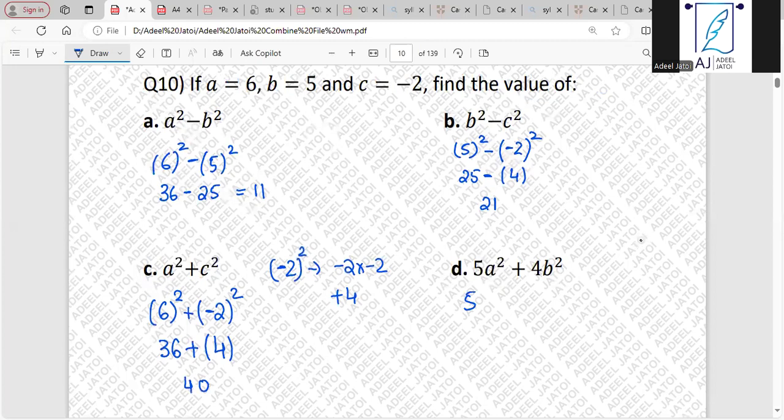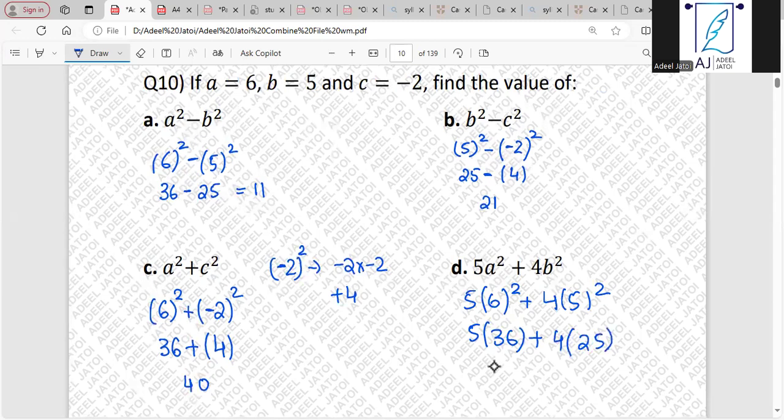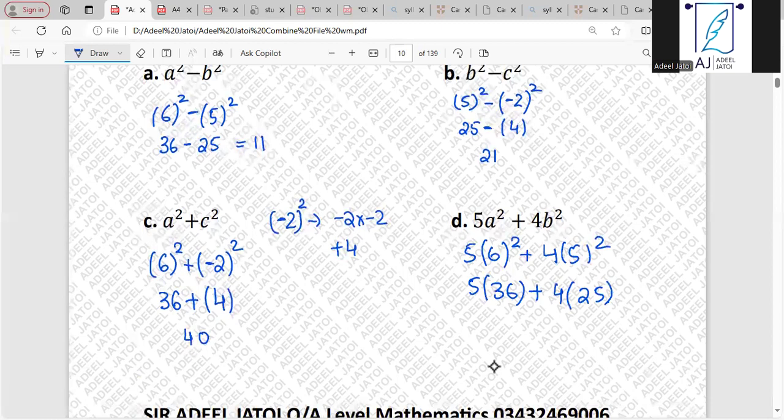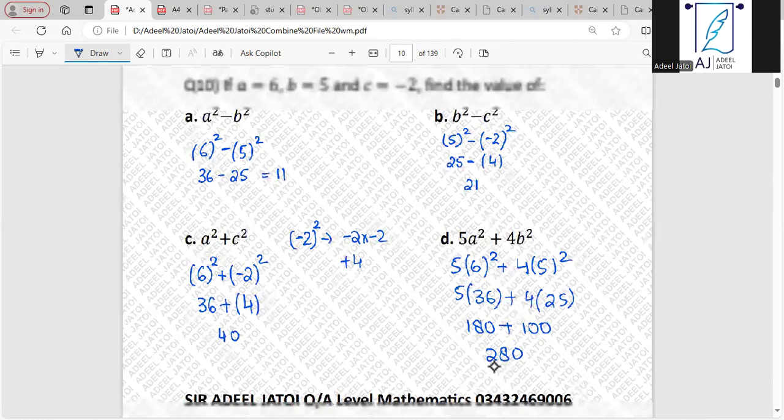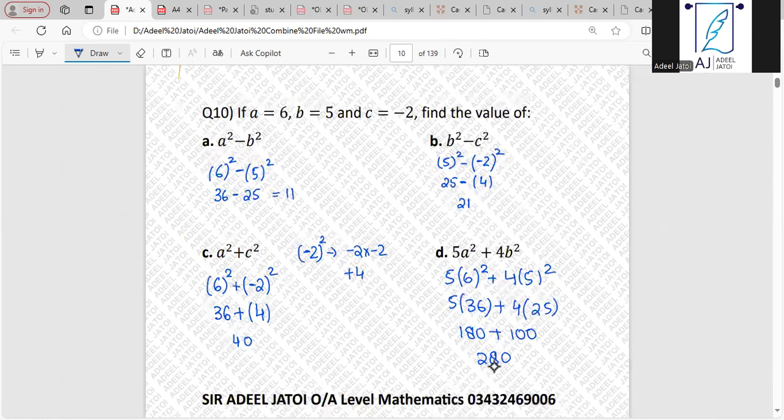Similarly, we have 5a squared plus 4b squared. So 5a squared is 5 times 6 squared, and b is 5, so 4 times 5 squared. 6 squared is 36, and 36 multiplied by 5 is 180, plus 25 into 4 is 100. So the answer is 280. So this was part D for question number 10.